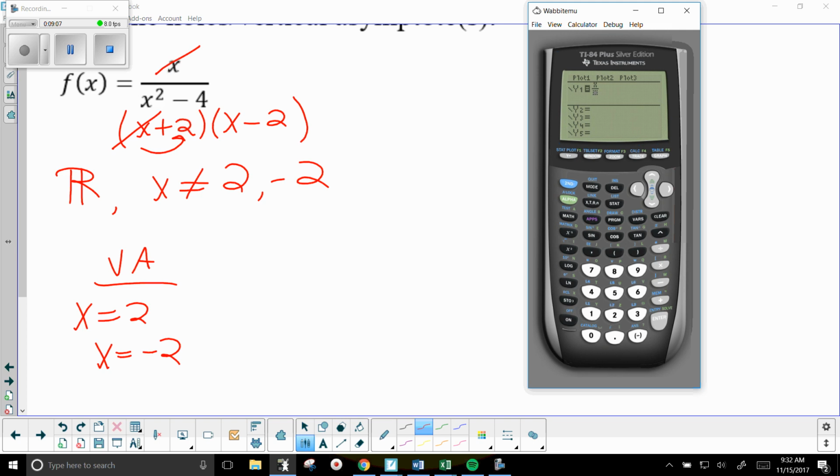So then type in x squared minus 4 on the bottom. x over x squared minus 4. And you can see this rational graph. You see both of those vertical asymptotes at 2 and -2.